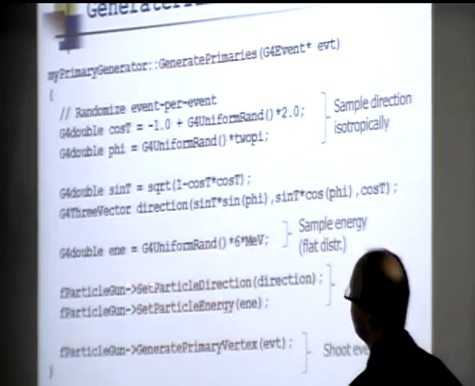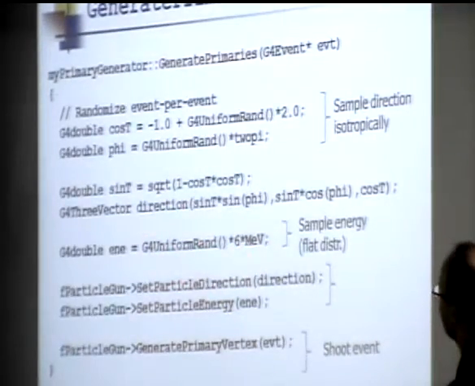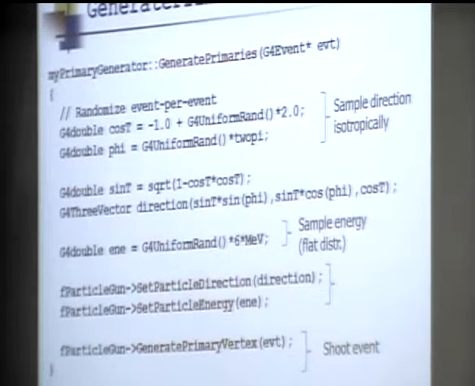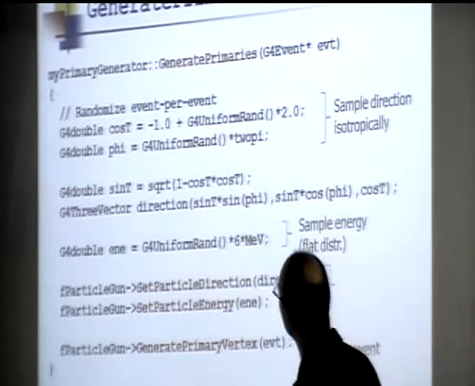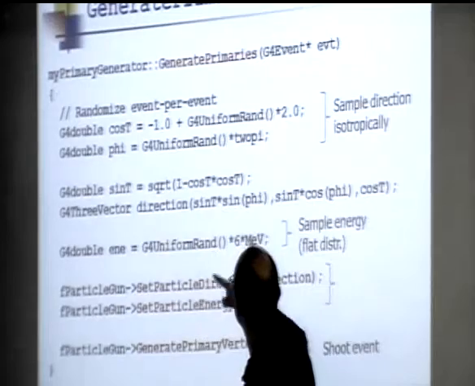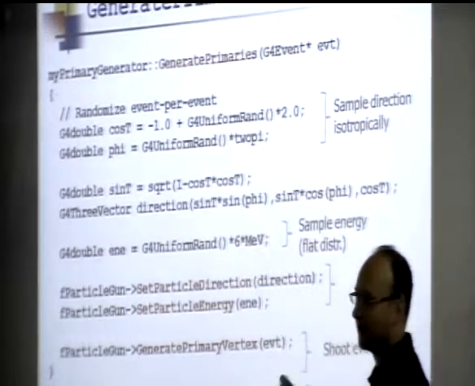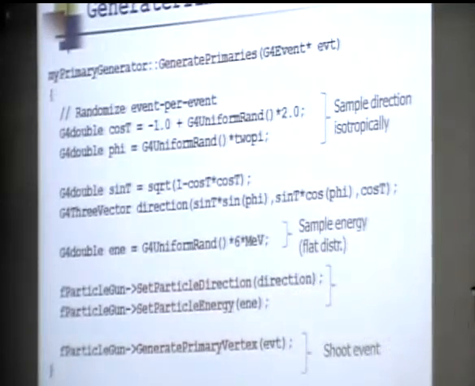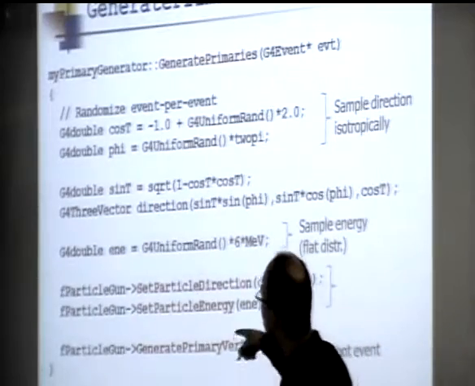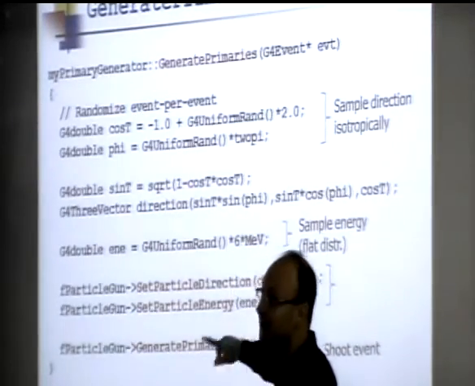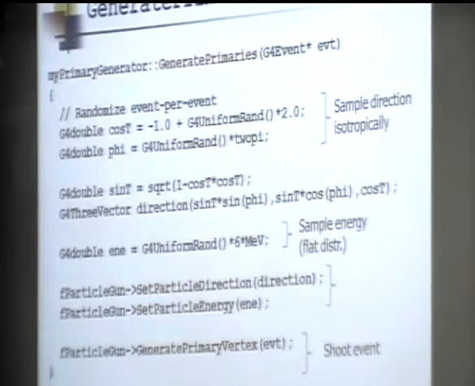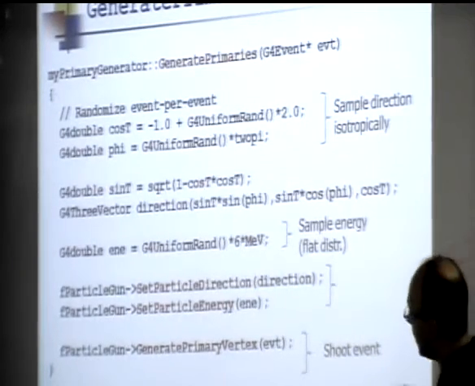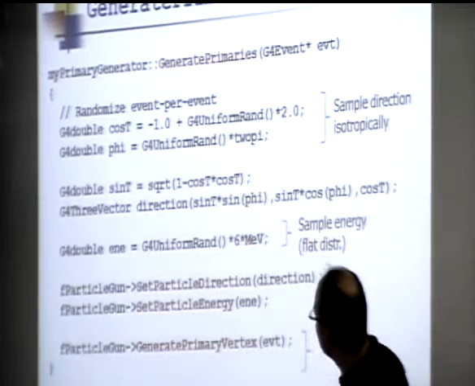You can do the same for the energy, for instance. This is a non-physical case. I'm just sampling an energy from a flat distribution between 0 and 6 MeV, which has no physical meaning, but that's just to show. So you select a random number, you multiply by 6 MeV, so that you get something which is uniform between 0 and 6 MeV, and you say, okay, the next event, give me this energy. And this will be different event by event, because we are sampling using random numbers. So that's it. At the end of the day, shoot event.